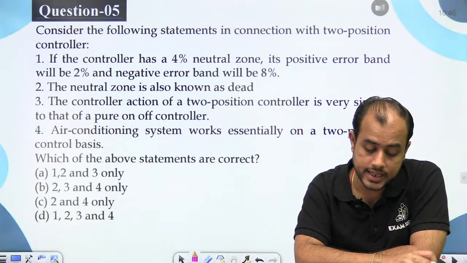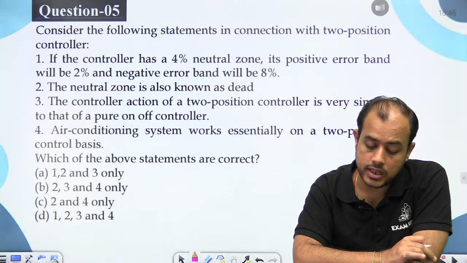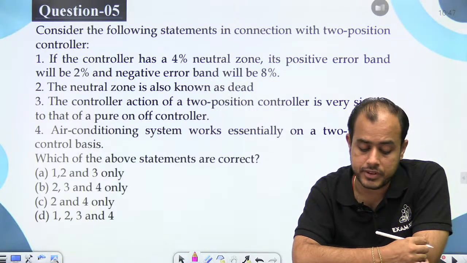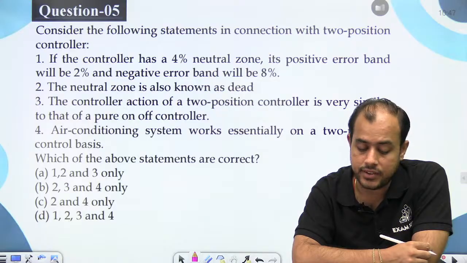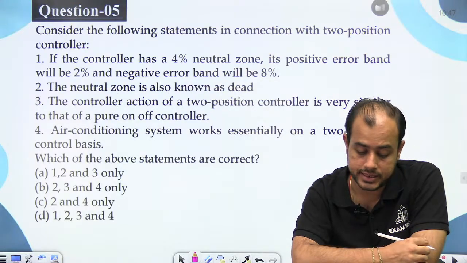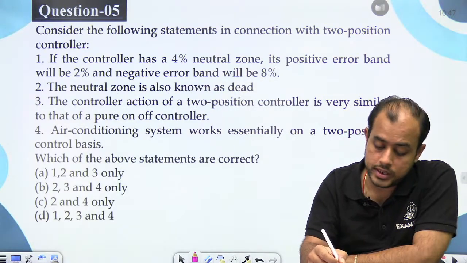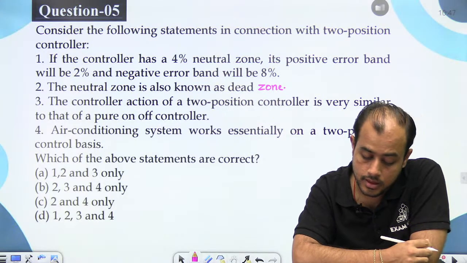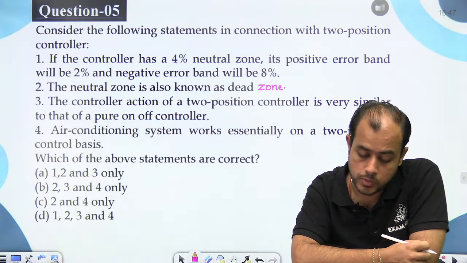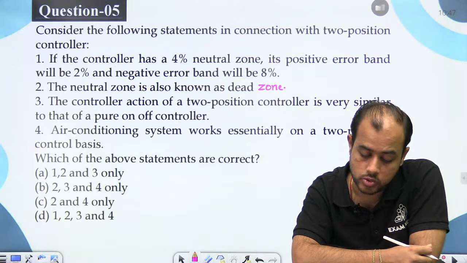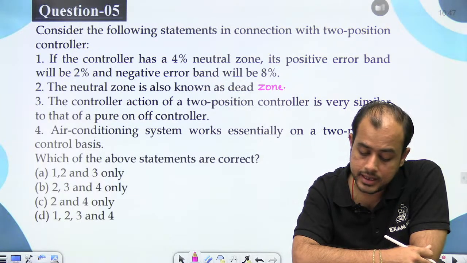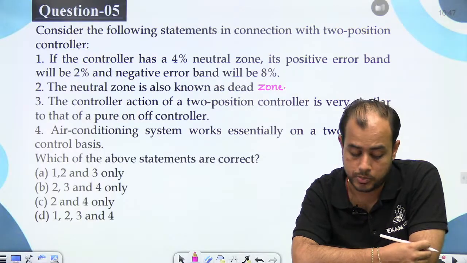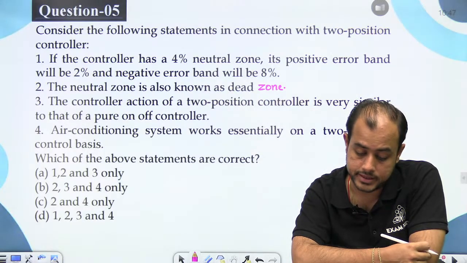ESE 2010. If a controller has 4% neutral zone, positive error band will be 2%, negative error band will be 8%. The neutral zone is also called as dead zone. Controller action of a two-position controller is very similar to a pure on-off controller. Air conditioning system essentially works on a two-position control basis.